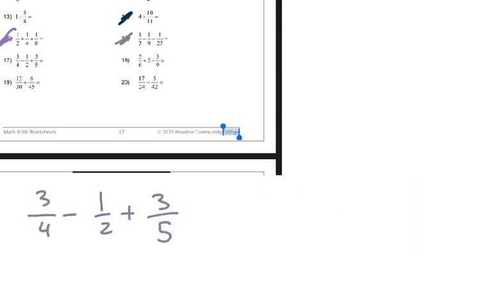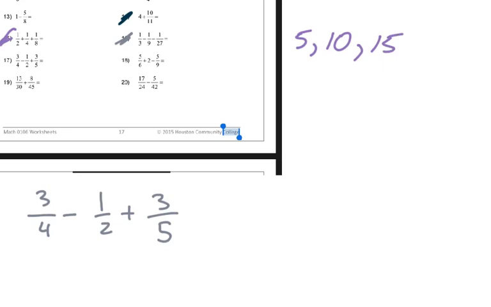Okay, so for number 17, we have 3/4 minus 1/2 plus 3/5. And again, here we're going to look for the common denominator. This one's a little tougher, right? In the previous two, the biggest number was the common denominator, the LCM. Here we might have to think a little bit, so I'm going to write over here, we're going to do multiples of 5. 4 does not go into 5, so we have to do the next multiple, which would be 10. 4 does not go into 10, we have to do the next multiple, which is 15.